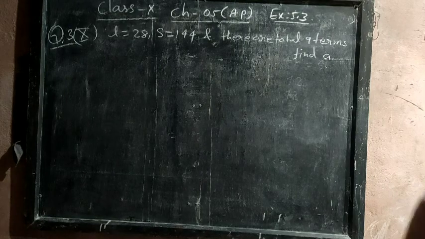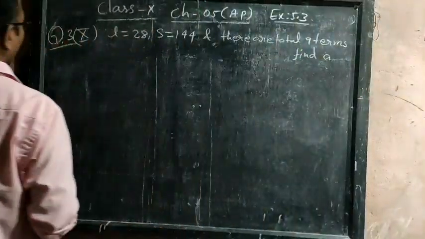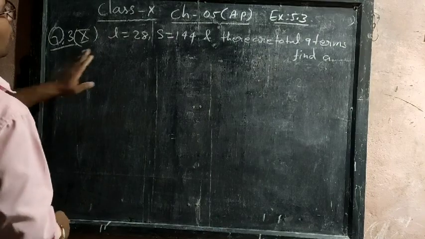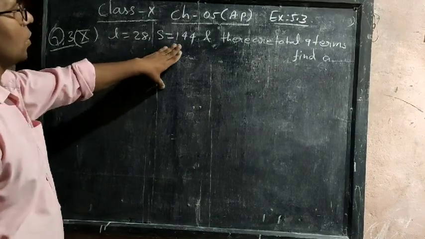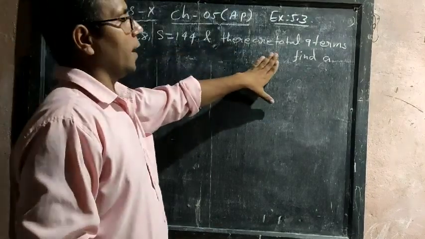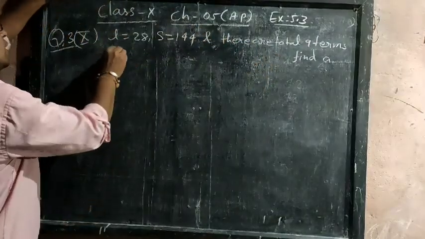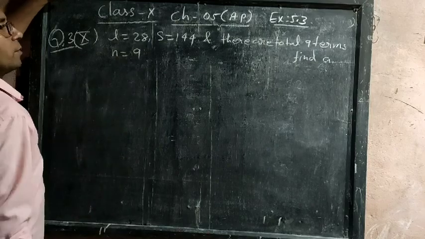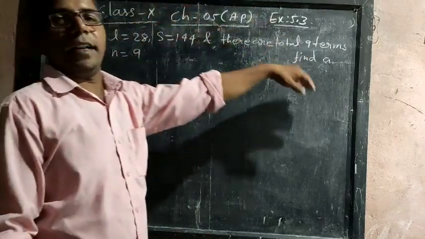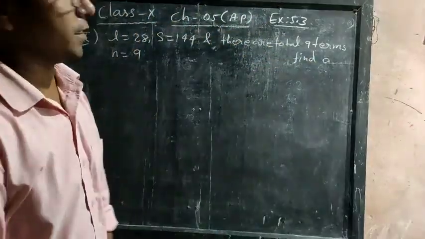Now students, let's see question number 3, the last part. That is L is equal to 28, S is equal to 144. There are a total of 9 terms, which means n is equal to 9. This much is given here. So find A, that means you have to find the first term.